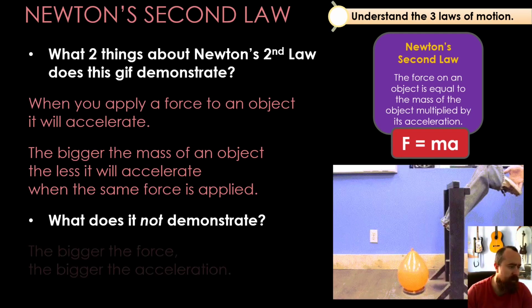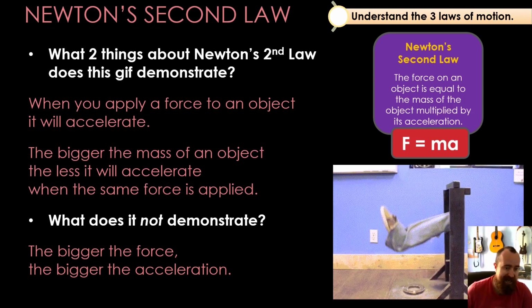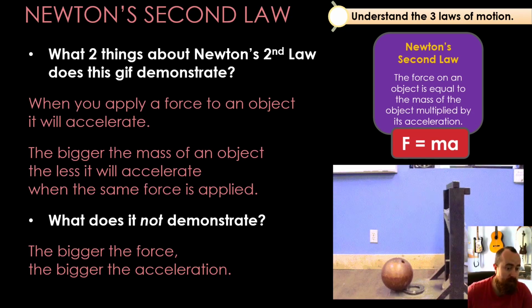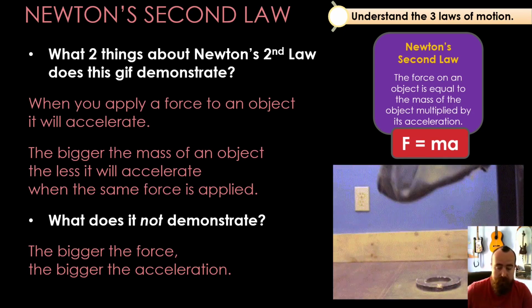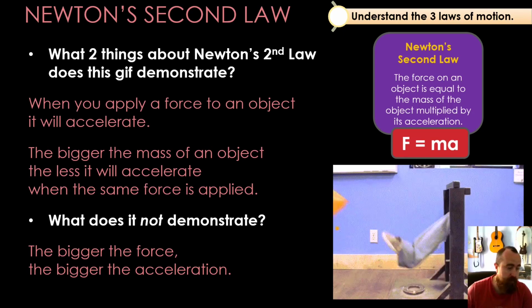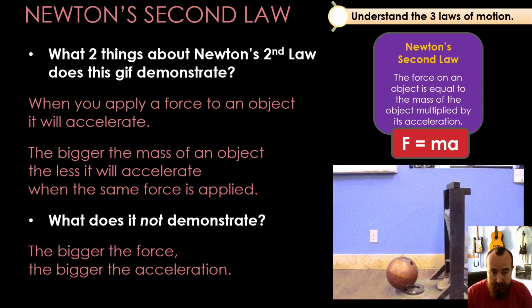What it doesn't demonstrate, though, is that the bigger the force, the bigger the acceleration. By having this prosthetic leg set up where it swings down, we're essentially meaning that the force is going to be the same each time. It's a nice way to make sure the force is the same each time. So we're not increasing the force. So the thing we're not able to see is that the bigger the force, the bigger the acceleration will be.